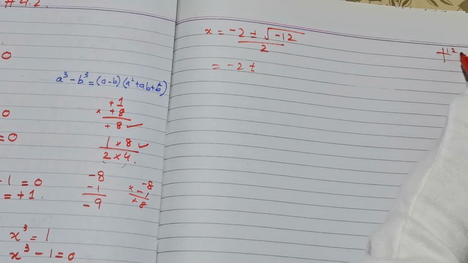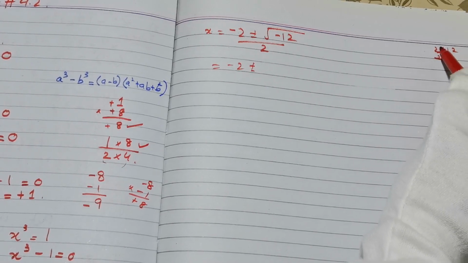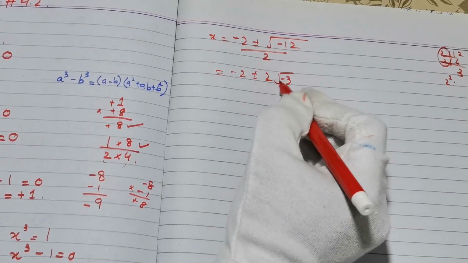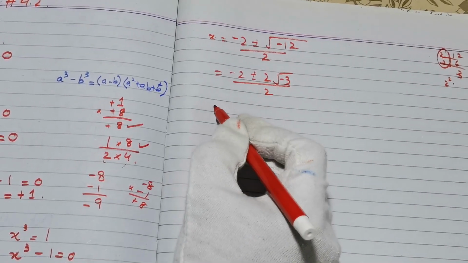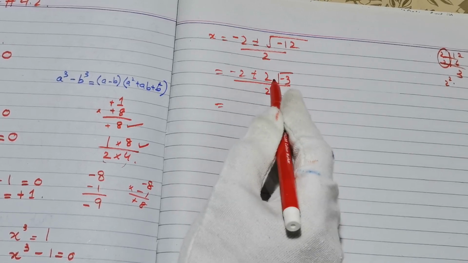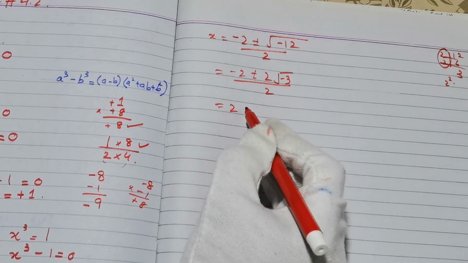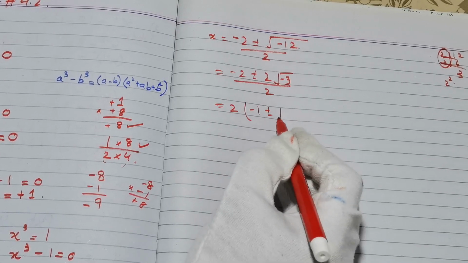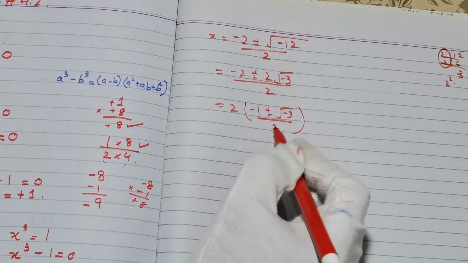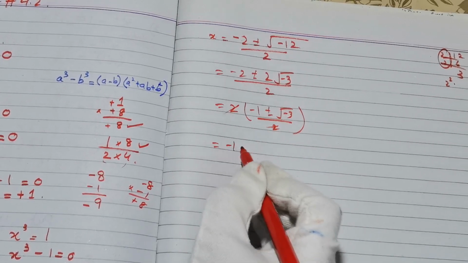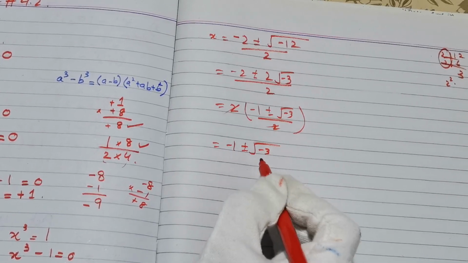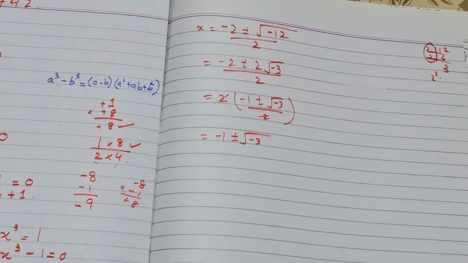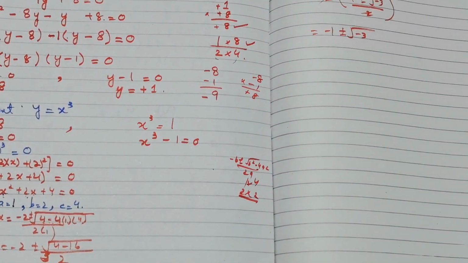Factors of 12: 2 sixes, 2 threes are 2 squared. It means 2 is outside the square root and 3 is left. 2 is common, so 2 and 2 cancel. Minus 1 plus minus the square root of minus 3, by 2. Minus 1 plus minus the square root of minus 3. And second time we will take x cube minus 1.